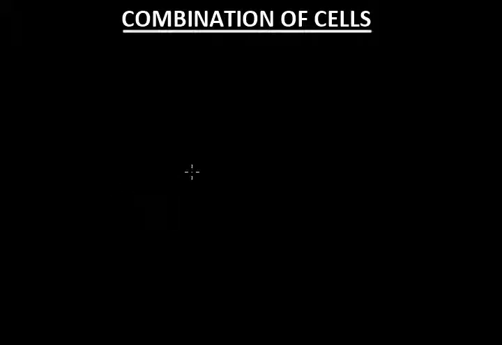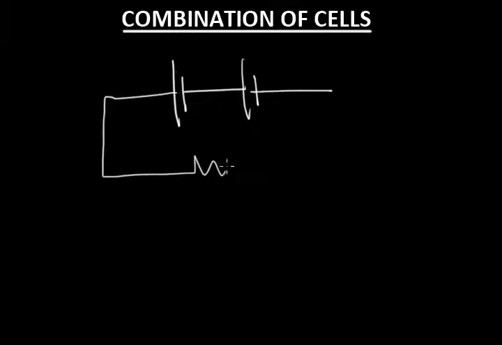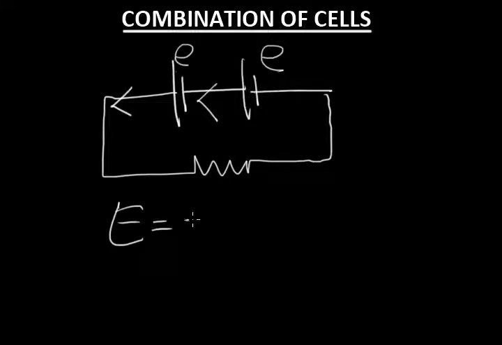Now we come to the mixed combination of cells. In most cases, we call this arrangement conjugate cells. As you can see, both the cells are passing current in the same direction. So the net EMF here should be given as the addition of the two. So it is E1 plus E2, if this is 1 and this is 2.